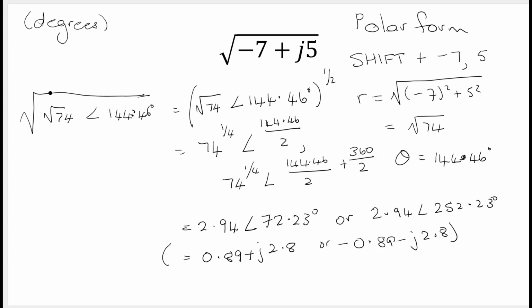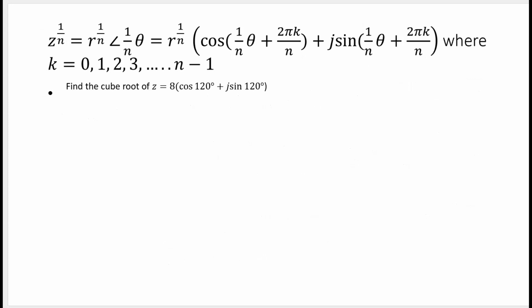Okay. If you're using this to answer a MyMathLab question, just be guided by how MyMathLab wants you to answer it. We also need to be able to find roots if it's written in a different format. But the same thing will apply. We'll still need to put it into polar format, polar notation. That's a fancy way of writing what we're about to do. Find the cube root of 8 cos 120 plus j sine 120.